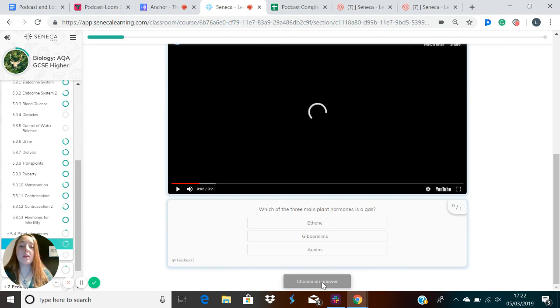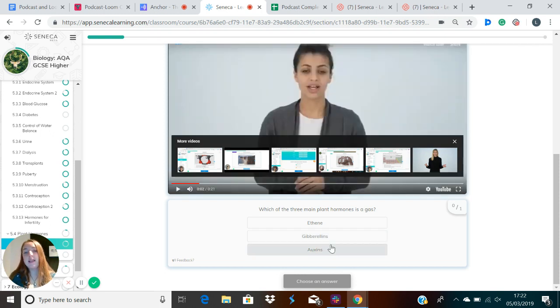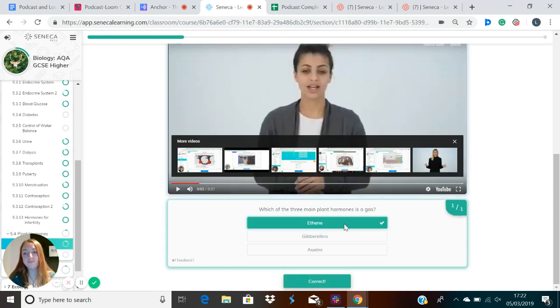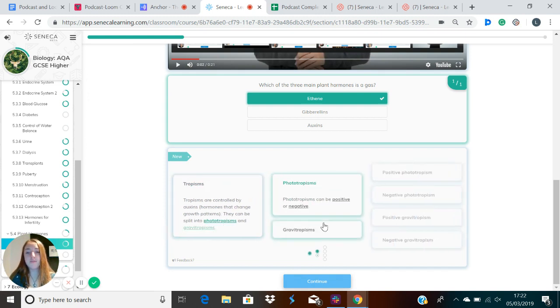Out of those three plant hormones, ethene, gibberellin, and auxins, ethene is a gas. Tropisms are controlled by auxins. These can be split into phototropisms and gravitropisms.